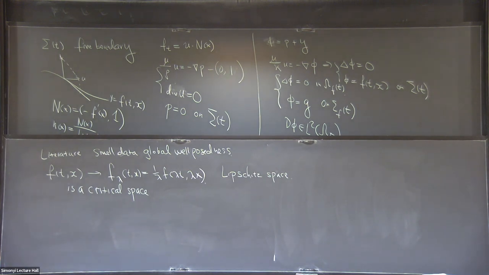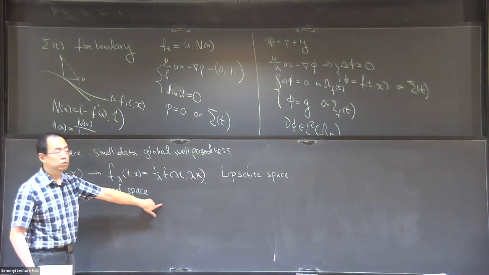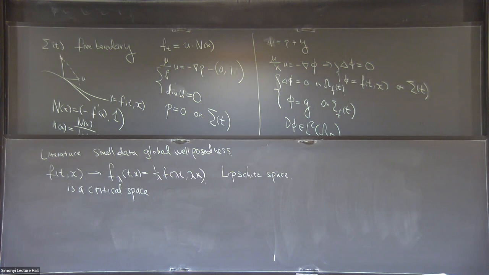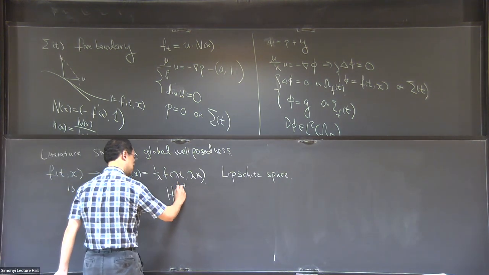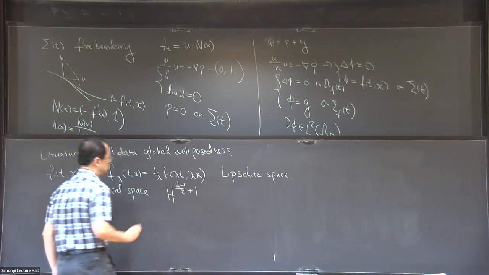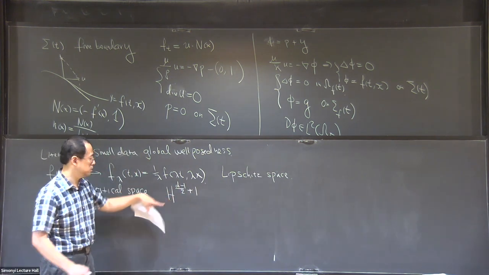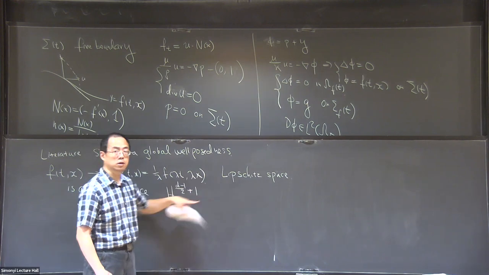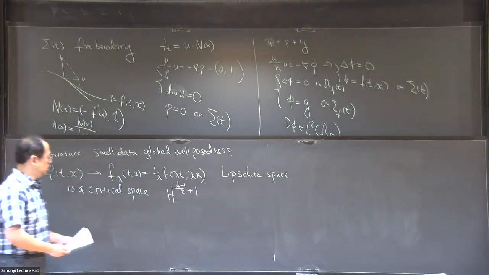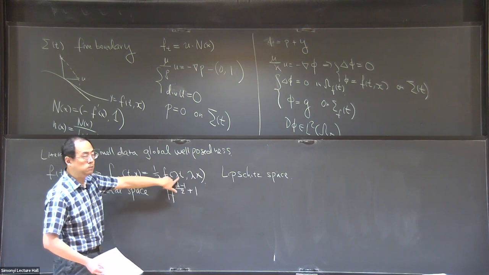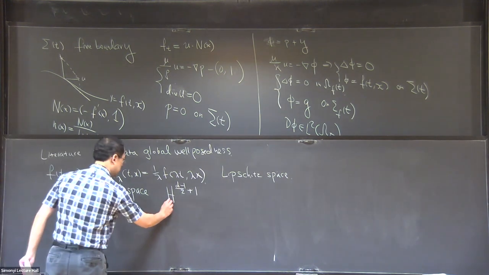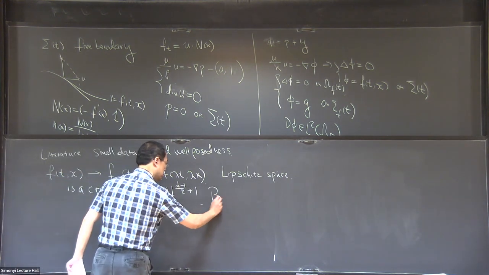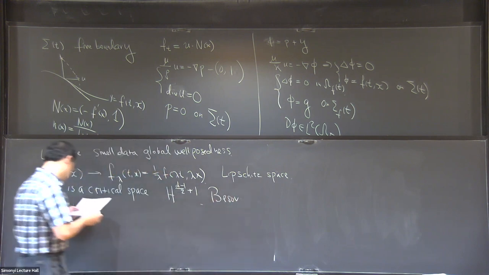Also in d-dimensional space, you can consider, for example, Sobolev spaces, H^(d minus 1/2 plus 1). So this is barely embedded into your Lipschitz space in R^(d minus 1), because the interface has one less dimension. You can also consider Besov spaces as well. So there are many works in this direction.